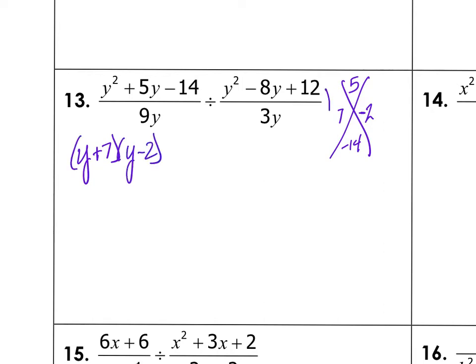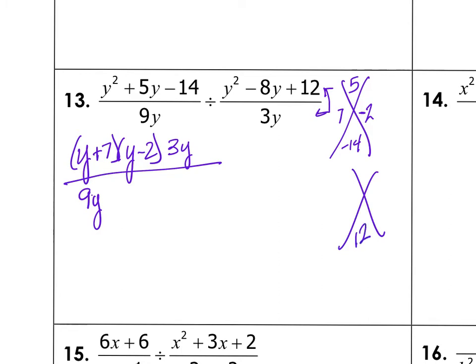And then I'm taking the reciprocal of this. So 3y doesn't need to be factored. And then 9y doesn't need to be factored, but I need two numbers that multiply to be 12 and add to be negative 8. How about negative 6 and negative 2? So that would be y minus 6 and y minus 2.